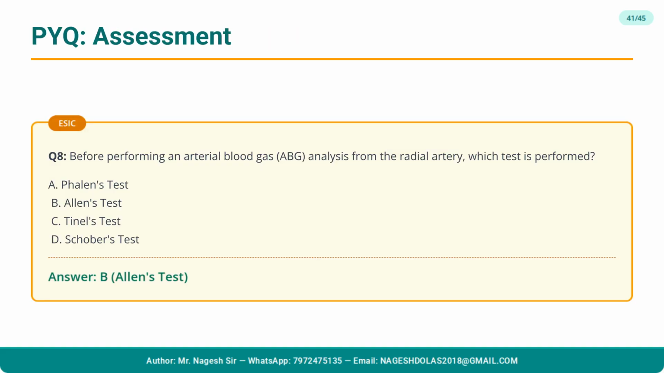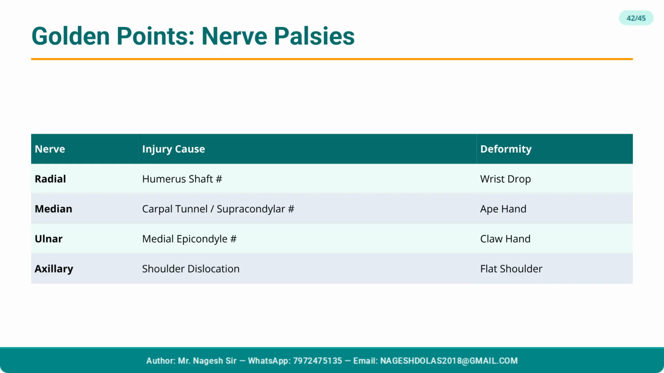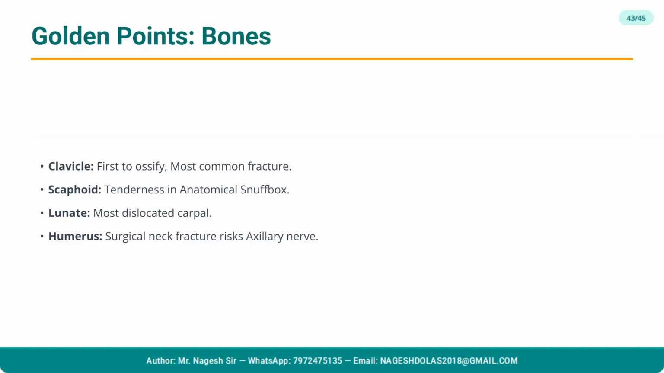Now, let's look at another previous year's question. Before performing an arterial blood gas analysis from the radial artery, which test is performed? The correct answer is B, Allen's test. This test assesses the collateral circulation provided by the ulnar artery to ensure the hand is safe for radial artery puncture. Let's review the golden points.